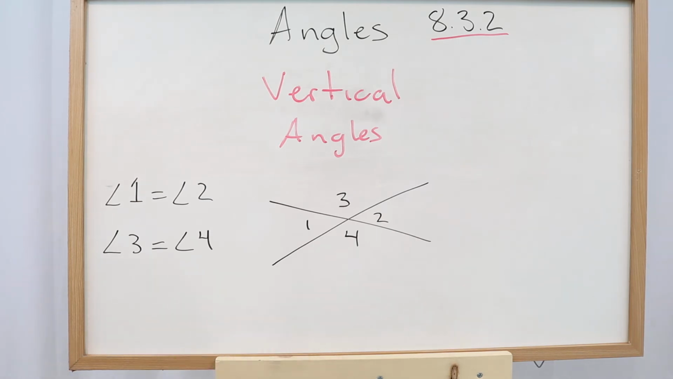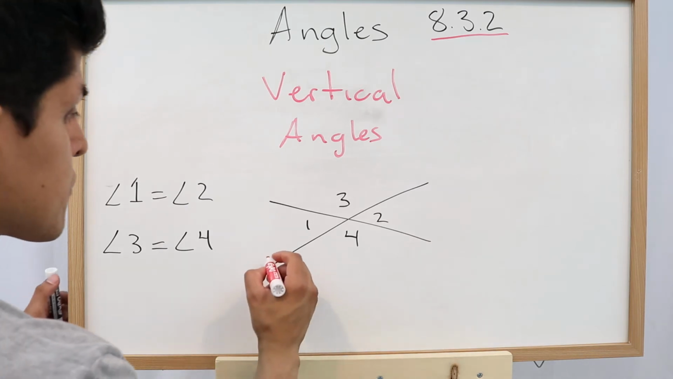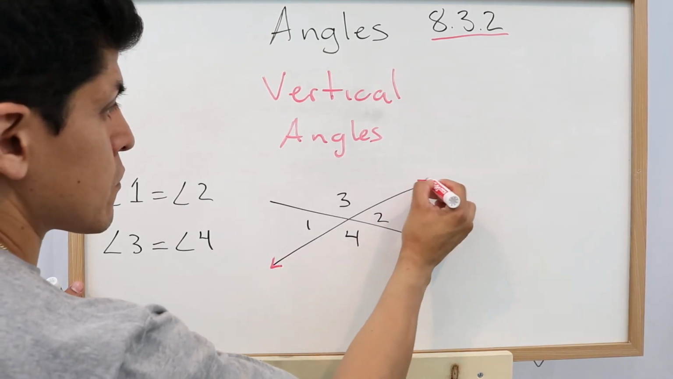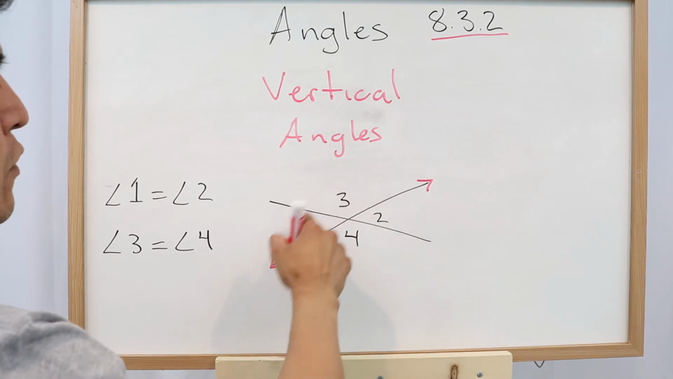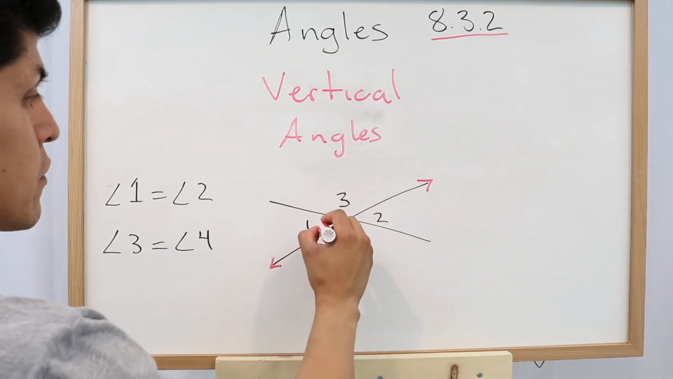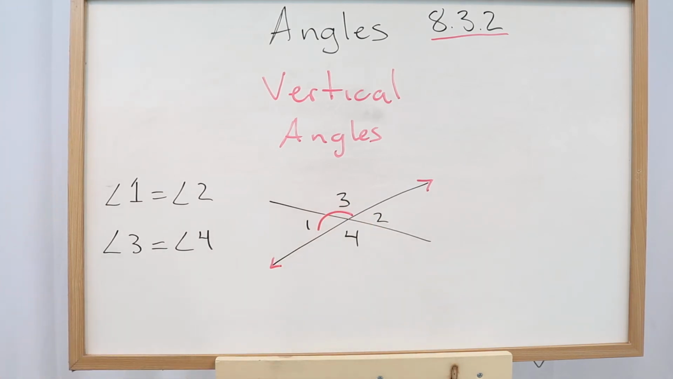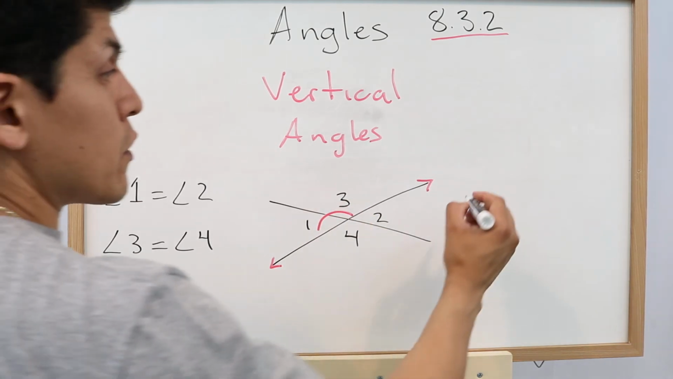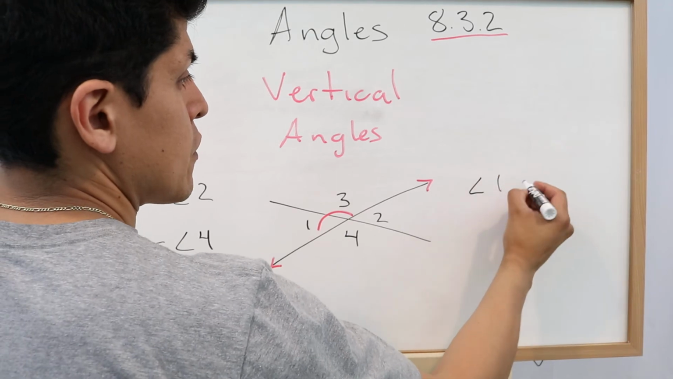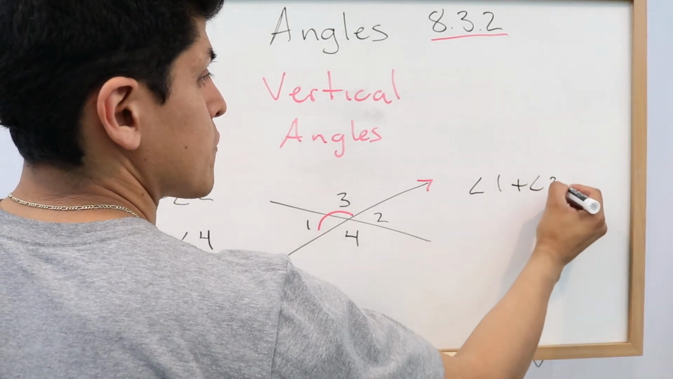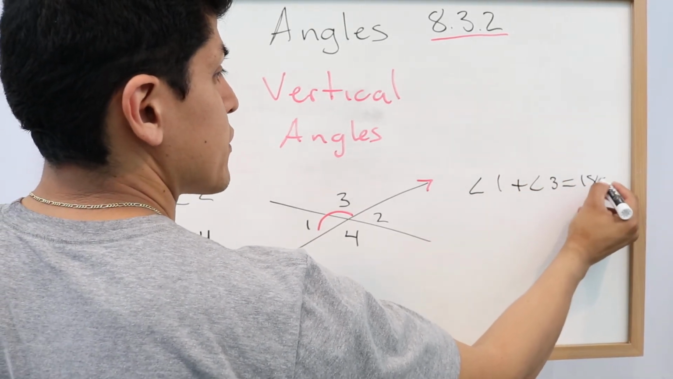Something else you need to know, which is going to be a little more complicated to see, but I know you got this. See this line right here? These 2 angles add up to 180. So angle 1 plus angle 3 equals 180 degrees.